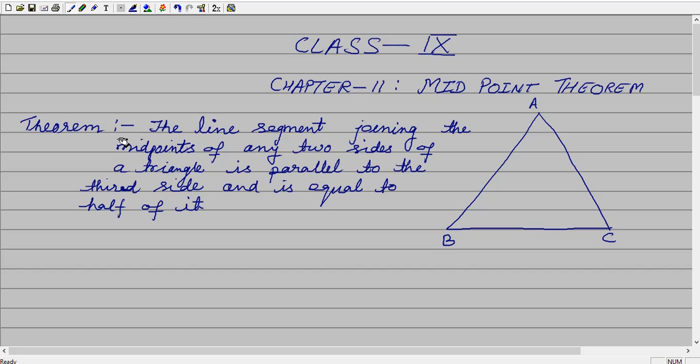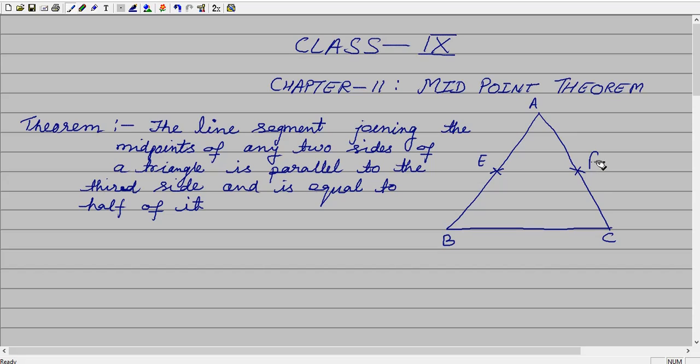The Midpoint Theorem is basically based on, again, the same topic, the triangle, and the statement is like this. The theorem first: the line segment joining the midpoints of any two sides of a triangle is parallel to the third side and is equal to half of it. For example, you can see a triangle ABC, and suppose the midpoint of AB is E and the midpoint of AC, suppose, is F.